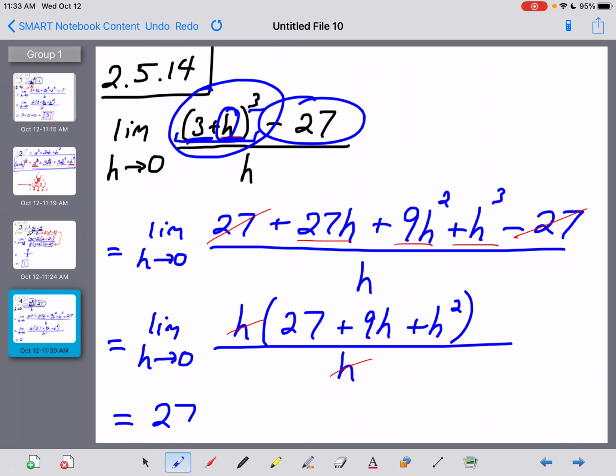This is going to be a 27 plus the 9 times 0 is 0, plus the 0 squared is 0, and that's going to get us our final answer here of 27.